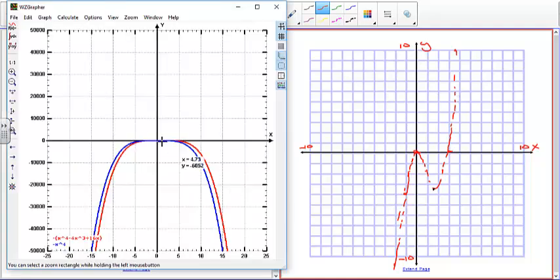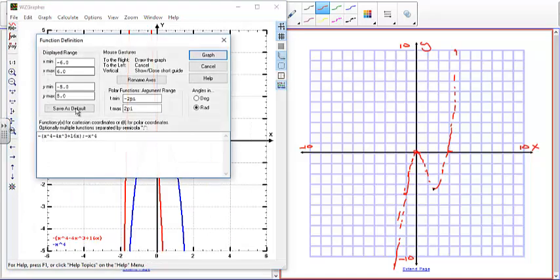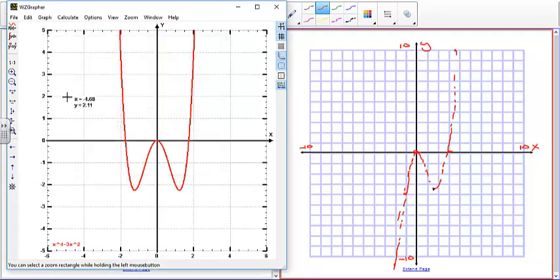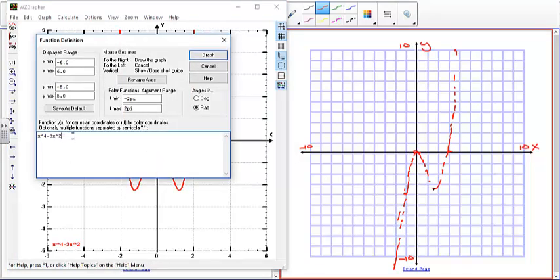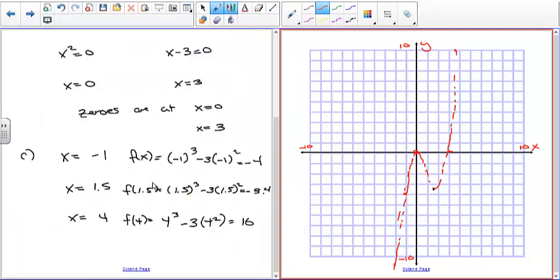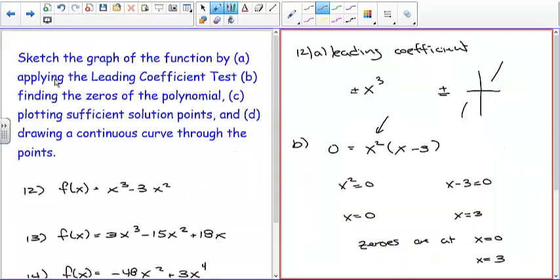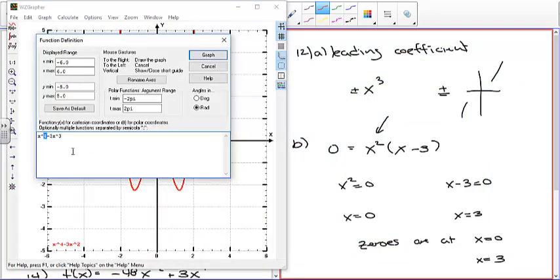So let's go ahead and plot that. I'm going to have to zoom out at some point. We had x to the 4th minus 3x squared, and something's wrong. I think, let me look back here. I've got the wrong equation. It's x cubed minus 3x squared. Okay.